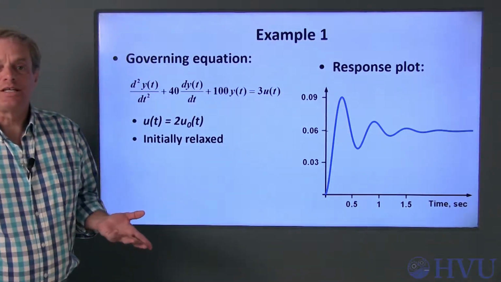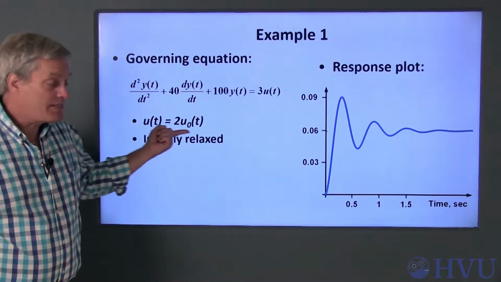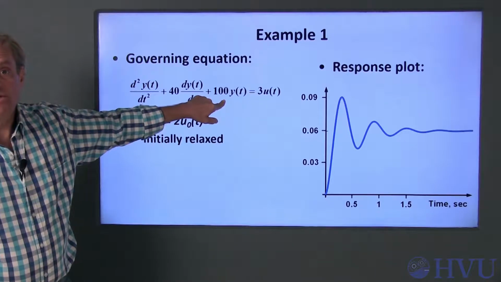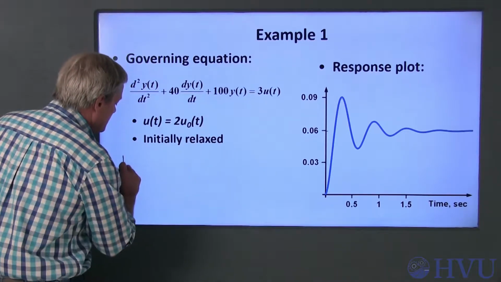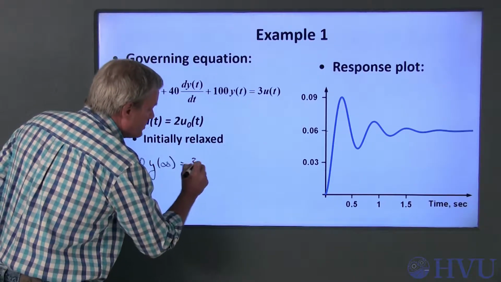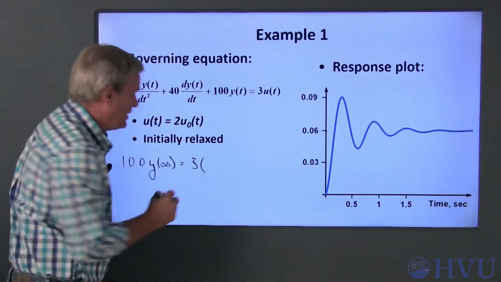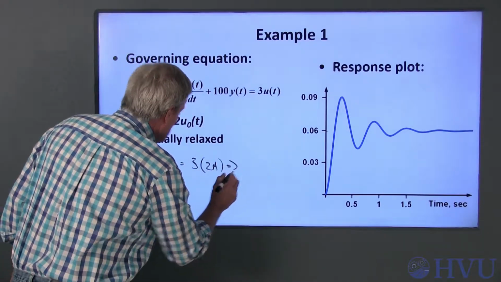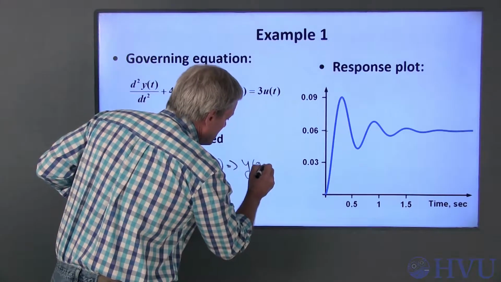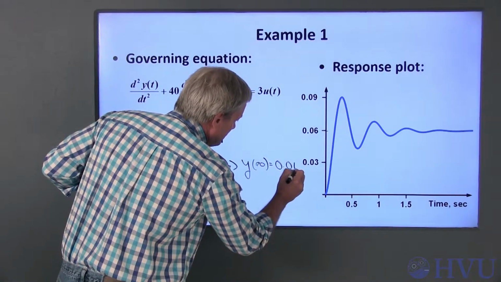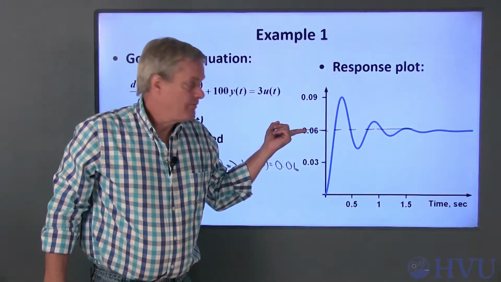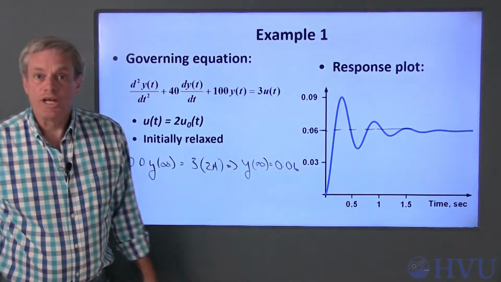The first thing I'll check is the steady-state response. The input is constant, so as time goes to infinity, the derivatives in this equation are 0, and the equation becomes 100 y as time goes to infinity is equal to 3 times the input at infinity, which is 2 amps. Y of infinity is then 6 divided by 100, which is 0.06. That agrees with the final value of this response, so we're in good shape so far.